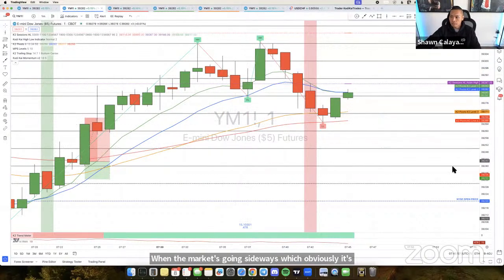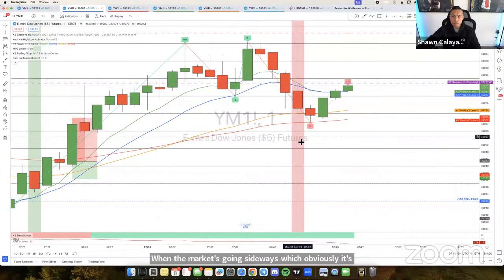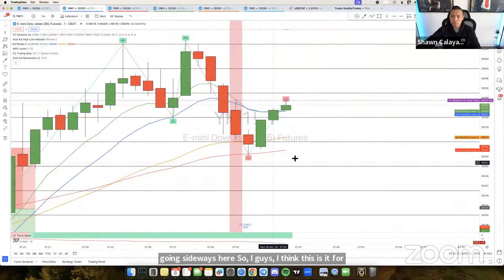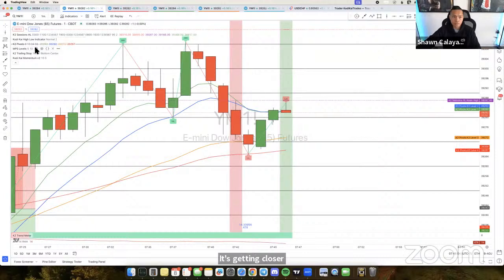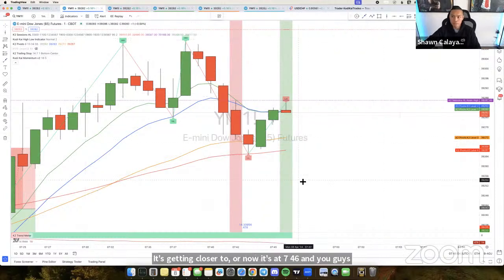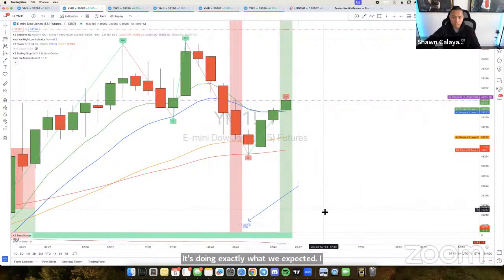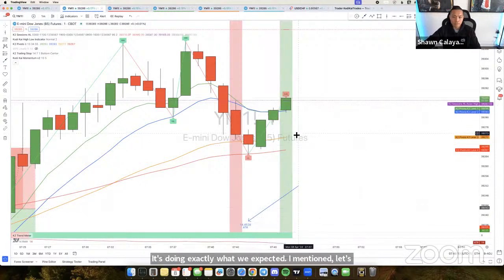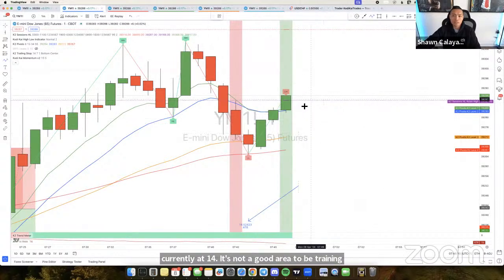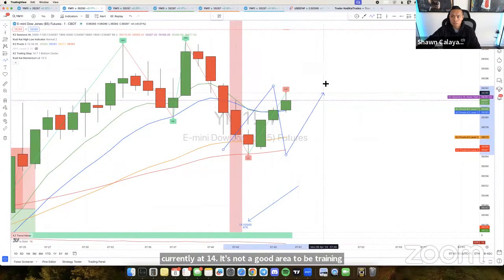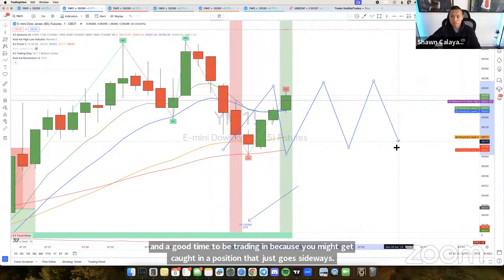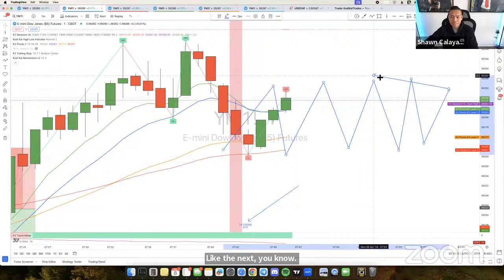So, all right, guys, I think this is it for the day. It's getting closer to, or now it's at 746, and you guys can see the ATR. It's doing exactly what we expected. I mentioned once it hits 740, the ATR starts to die down, and that's exactly what's happening here. The ATR is currently at 14. It's not a good time to be trading, because you might get caught in a position that just goes sideways for like the next 20 minutes or so, and you're not really going to have anything here to take.